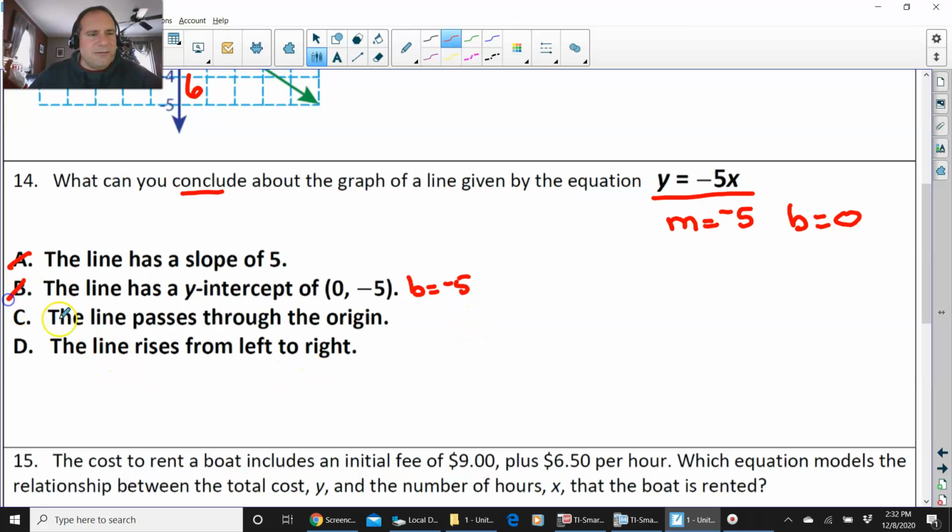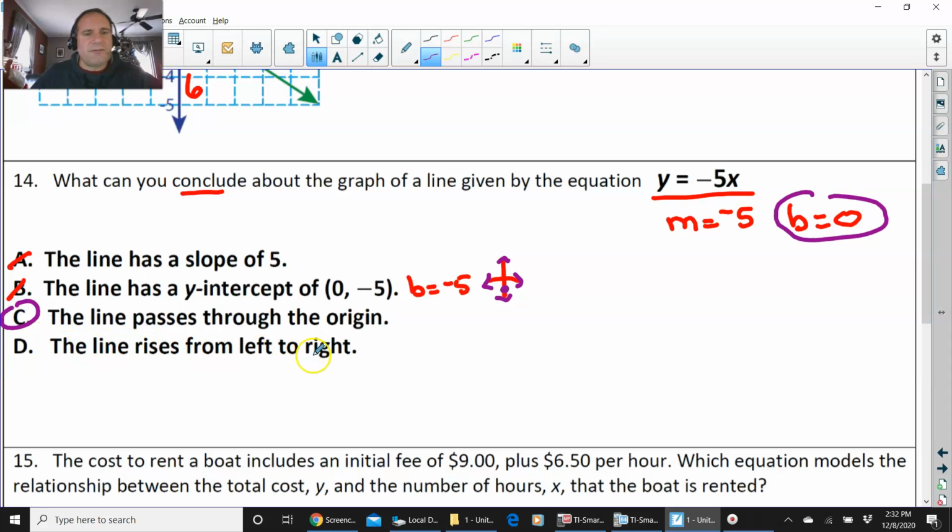So that's out. And if you get confused, just sketch it. In a small sketch, (0, -5) is down here. So that's -5. It's saying that it has (0, -5). That's not it. So cross it out. The line passes through the origin. Yes, it does. That's the answer.